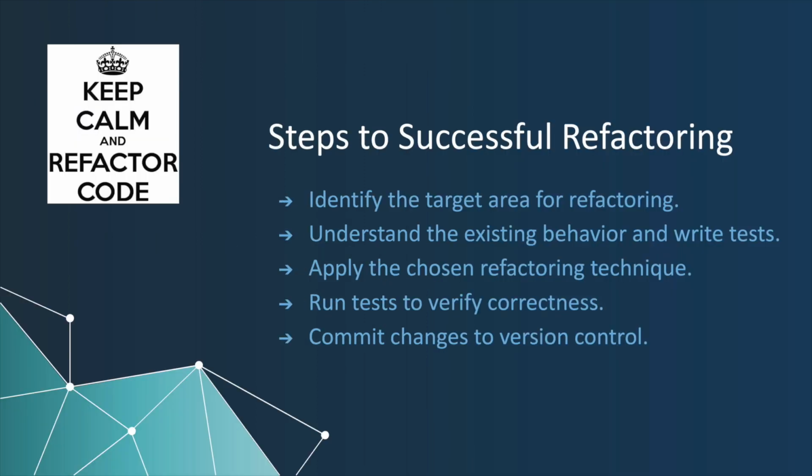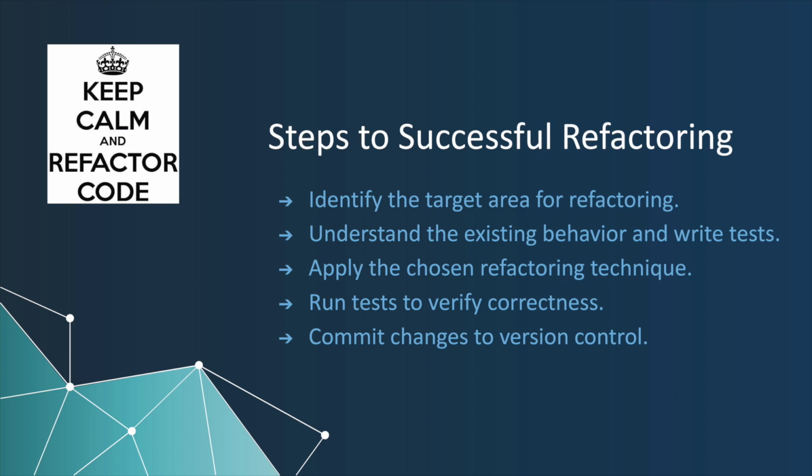So let me talk about steps to successful refactoring as well. So how do you do it? So there's a process. You first identify the target area for refactoring. Of course, you don't want to refactor a whole app at the same time. If that's the scope, your whole app would be in the scope.